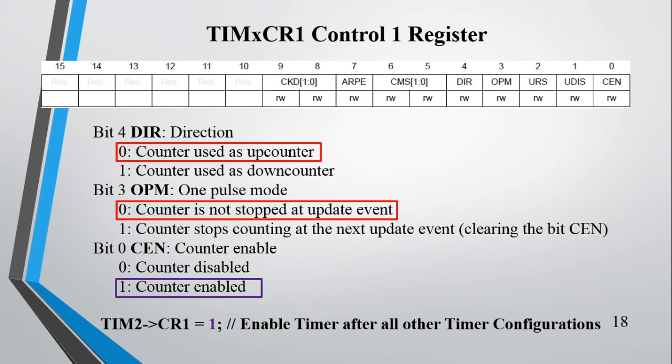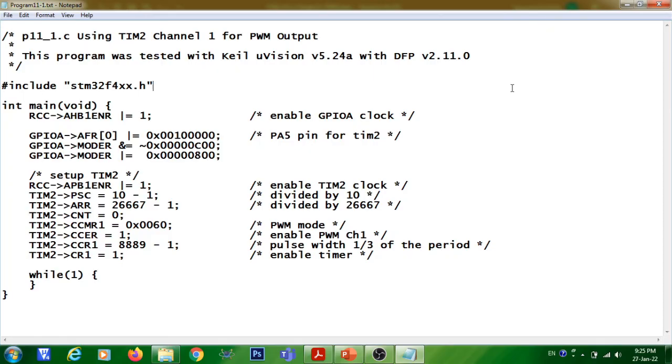So these are the steps required for configuring PWM mode of operation or PWM generation using STM32F446. Now we are going to see the program corresponding to the explanation we have seen till now. We are going to generate a PWM on timer 2 channel 1. That is nothing but the PA5 pin.